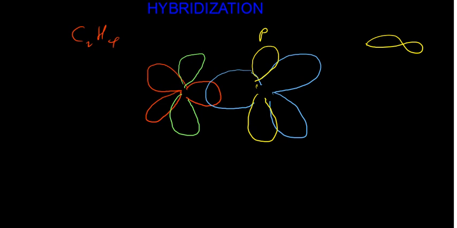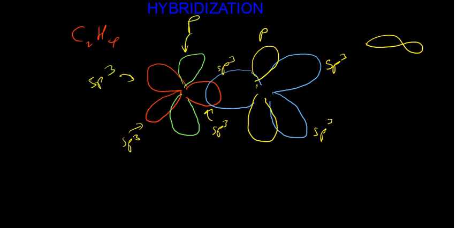Okay, and then this is the sp3. This is also sp3. This is also sp3. Same with this one here, it is sp3. This one also is sp3. This one also is sp3. But this one is simply a p orbital. It hasn't undergone any hybridization. So what is going to happen is those sp3s are going to react now.